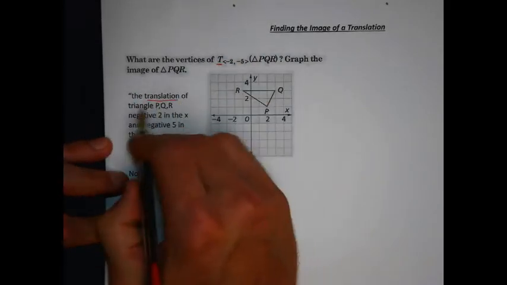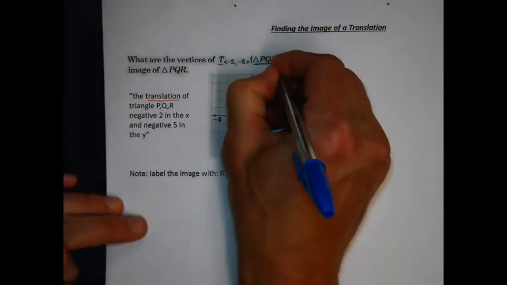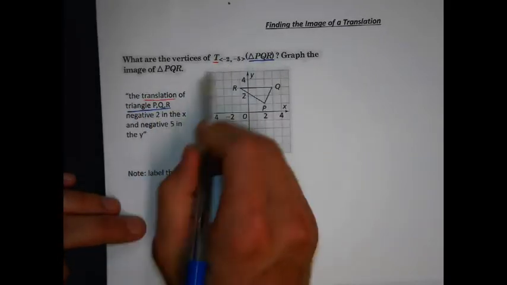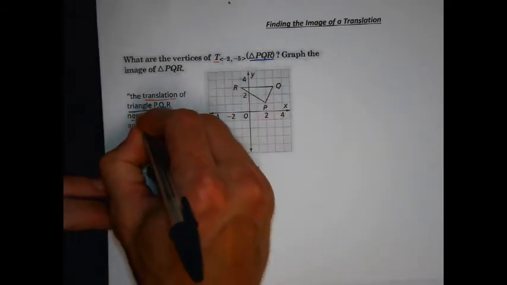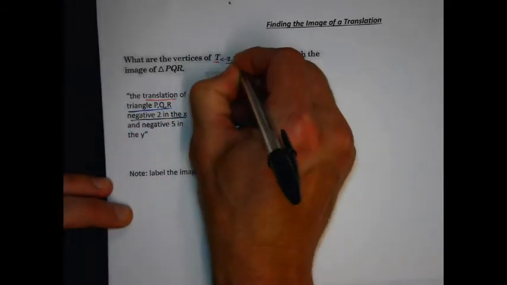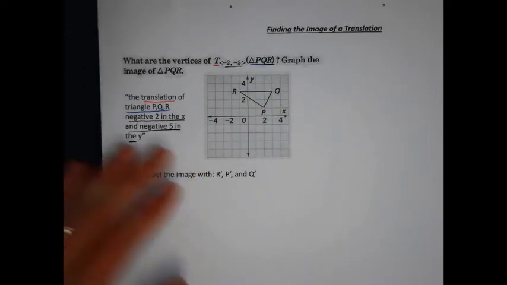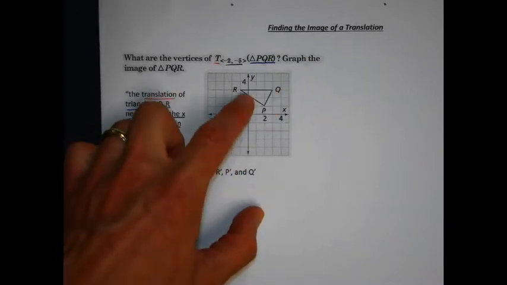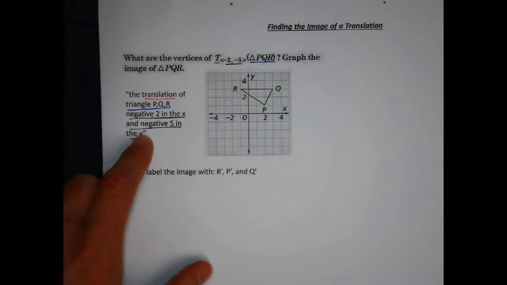Okay, so the translation of triangle PQR. Now what's going on here? -2 in the X, and then -5 in the Y. So that's what this means. And if you read it correctly, you can understand what's happening. So it's the translation of triangle PQR. Here's triangle PQR. And we're going to translate that -2 in the X direction and -5 in the Y direction.